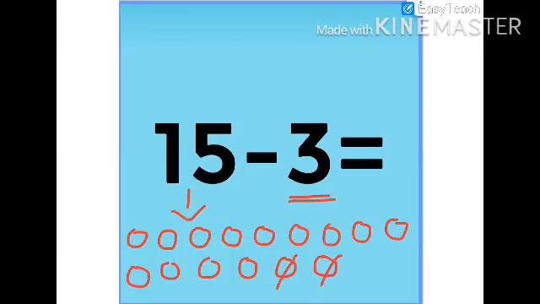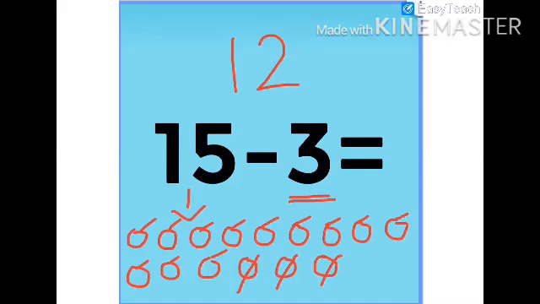1, 2, 3. So now children, let us see how many balls we are left with. 1, 2, 3, 4, 5, 6, 7, 8, 9, 10, 11, 12. So children, how many balls are we left with? We are left with 12 balls. So 15 minus 3 is equal to 12. Correct children? When we take away 3 from 15, we get the answer 12.